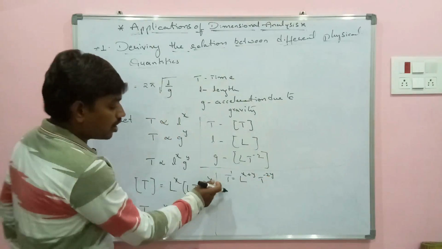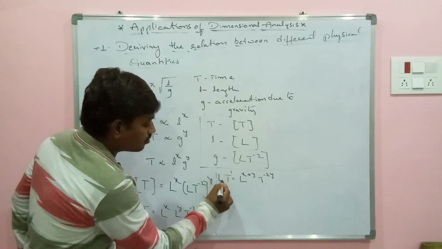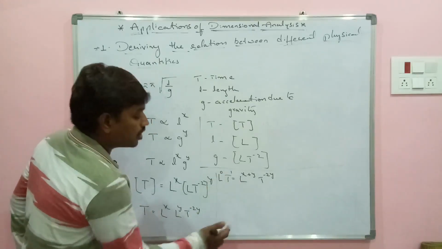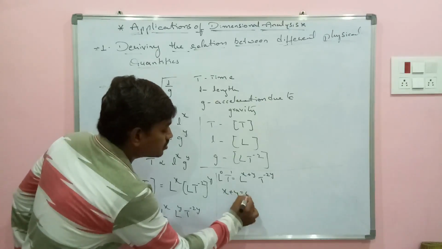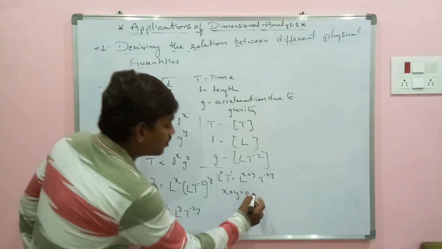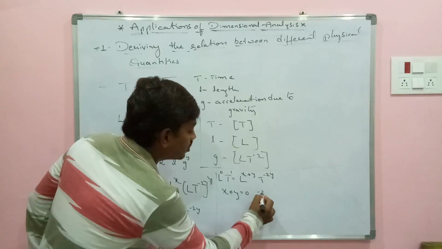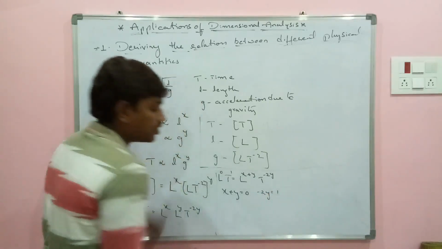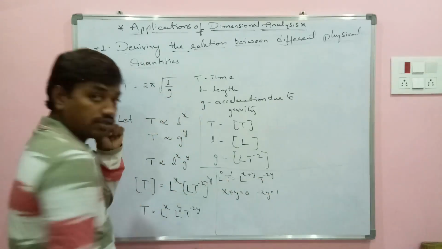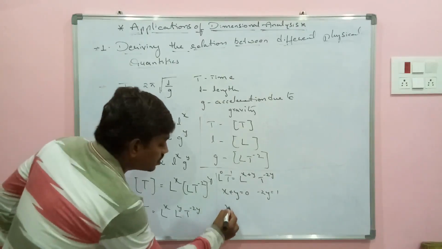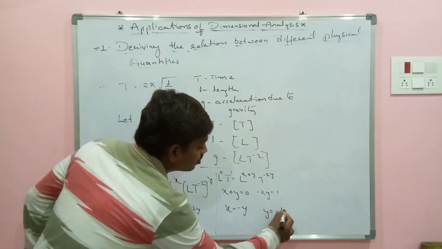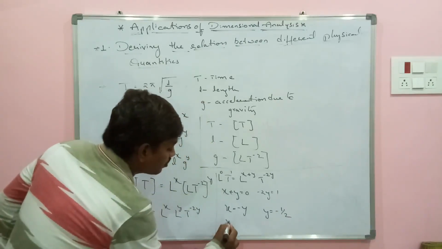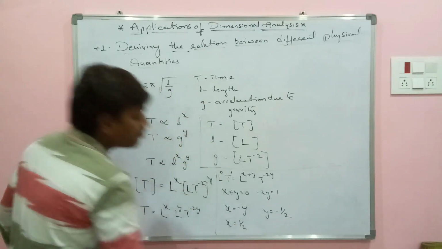On this side I don't have L, so I can take L power 0. Here I have L power x plus y, the bases are the same, so x plus y is equal to 0. Similarly, I will get minus 2y is equal to 1, and for T, minus 2y is equal to 1 as well. So x is equal to minus y and y is equal to minus 1 by 2. So I will get x is equal to 1 by 2.